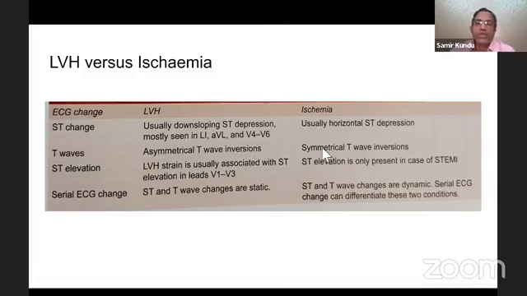Another frequently asked question in examinations: the difference between left ventricular hypertrophy and ischemia. In case of ischemia, there is usually horizontal ST depression and symmetrical T wave inversion, and ST segment elevation occurs during STEMI, and the ST-T changes are dynamic. But in case of left ventricular hypertrophy, the ST segment is downsloping with convexity upwards, there is asymmetrical T wave, there may be ST segment elevation in leads V1 to V3, and the ST-T changes are usually static. This is the difference between ischemia and left ventricular hypertrophy.